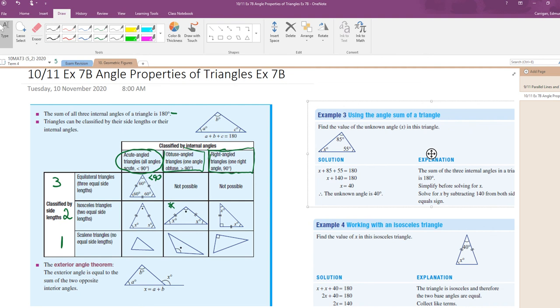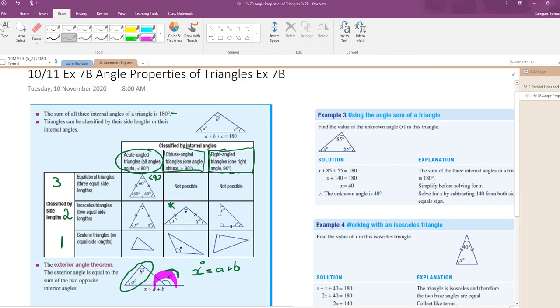Now the other theory that they're doing here is the exterior angle theorem. It's saying that the angle out here, the exterior angle x, is always equal to the sum of these two, a plus b. And that's very simple for us to prove, because we can see that this is equal to 180 degrees.